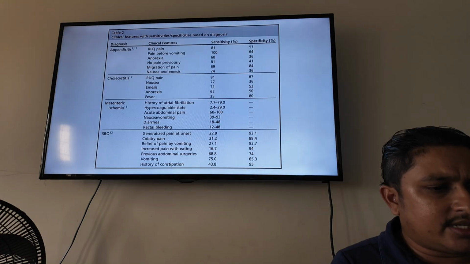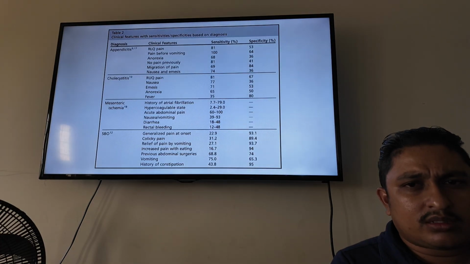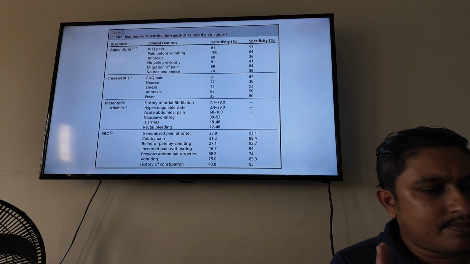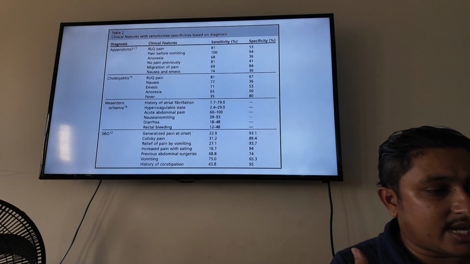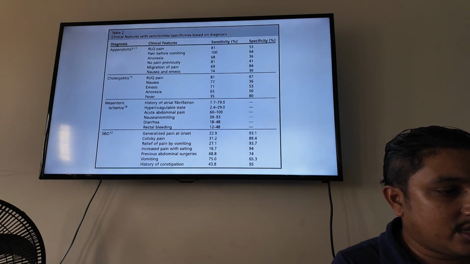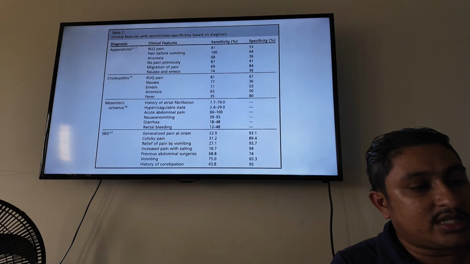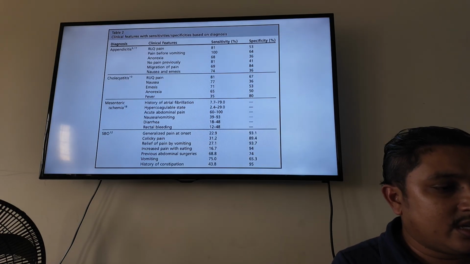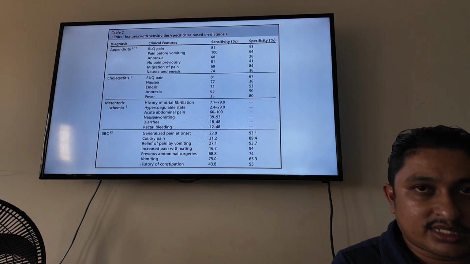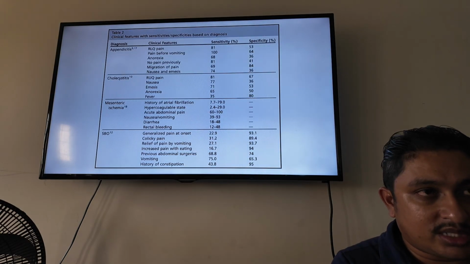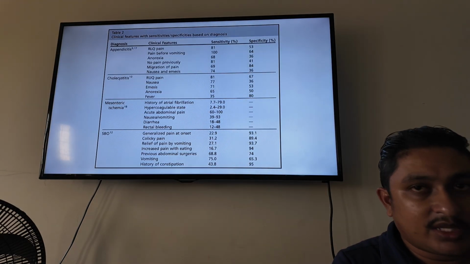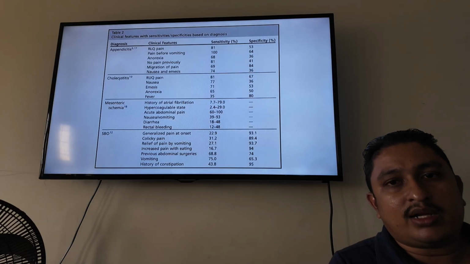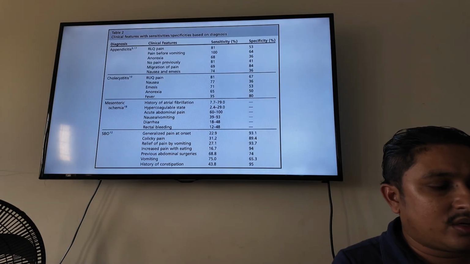It's just another table showing you exactly which clinical features you can find associated with specific diagnoses. Everybody knows appendicitis, right? There's the Alvarado scoring system. If you memorize the Alvarado scoring system, you know exactly all the signs and symptoms that you're looking for.